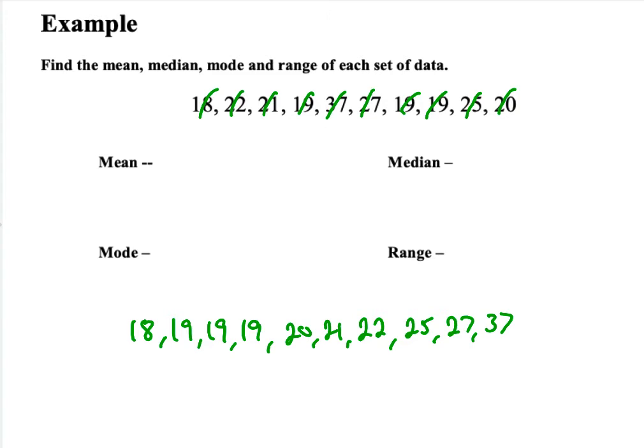All right, this time I'm going to do my mean first. So I'm going to add them all up. So I have 18 plus 19 plus 19 plus 19 plus 20 plus 21 plus 22 plus 25 plus 27 plus 37. And I get 227. And then I'm going to divide by 10, because there are 10 numbers. And then we're going to see what we get for our answer.